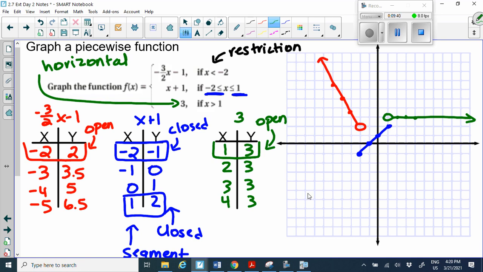Okay, make sure you watch the last part. We're going to be talking about step functions, which are a type of piecewise function.